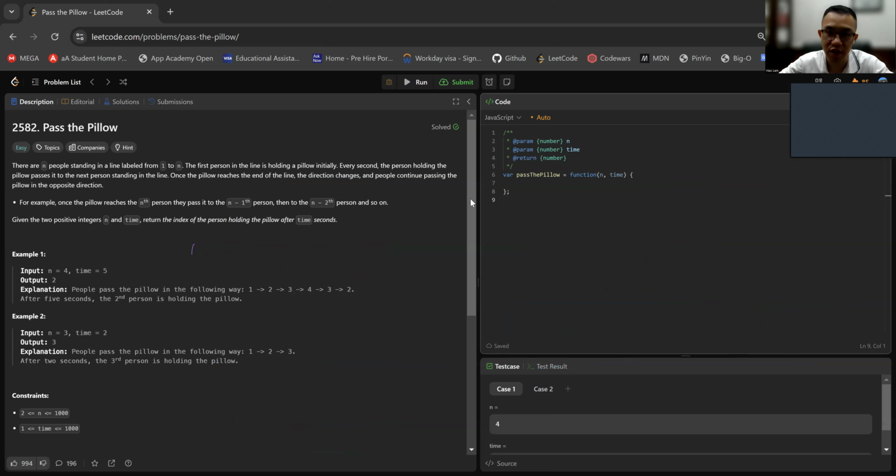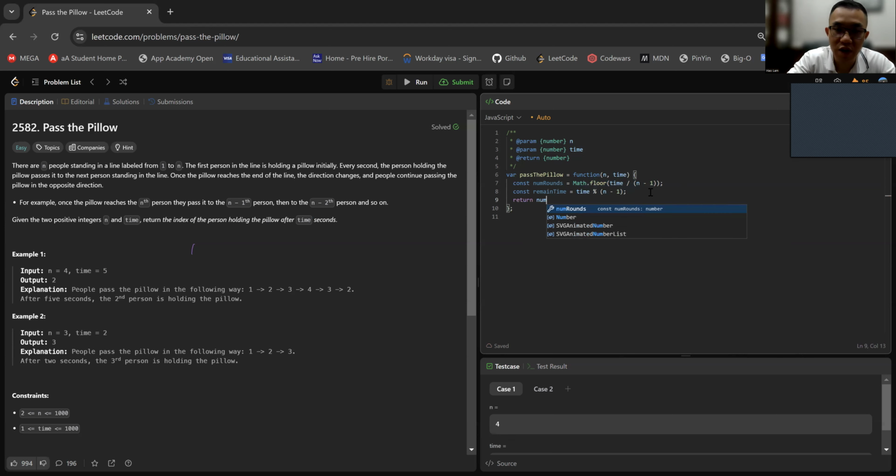So anyway, we can do this in constant time. If we figure out the number of routes, which is the total time divided by n minus 1, right? If we have 4 people, it only takes 3 seconds to get to the end, which is 1 route. And the remaining time is equal to time mod n minus 1, which is going to be the remainder of this operation. Sorry, this should be divide, and then we need to floor that first. It's going to be the remainder of this operation.